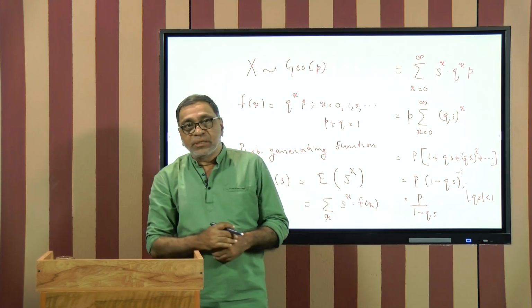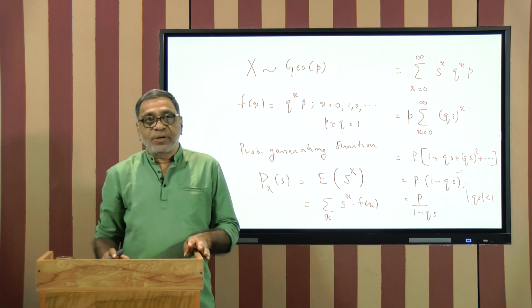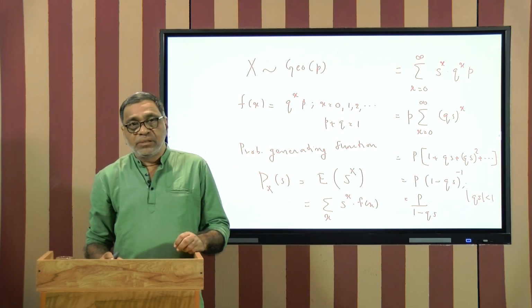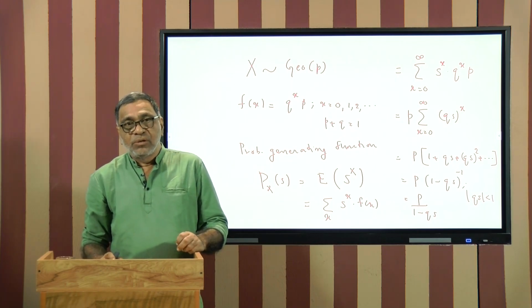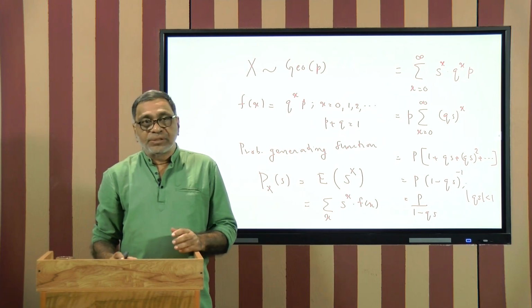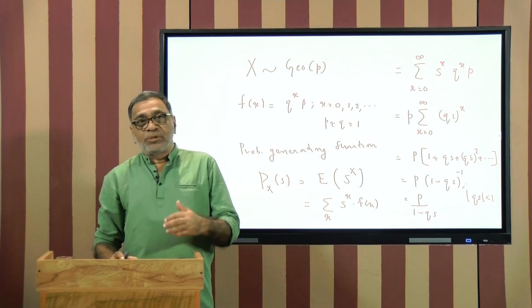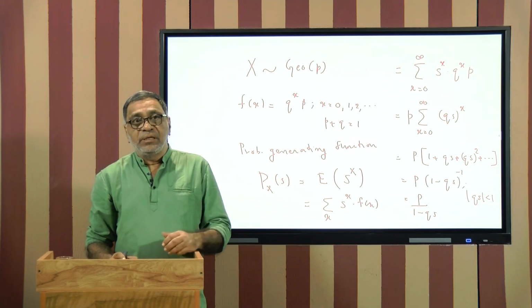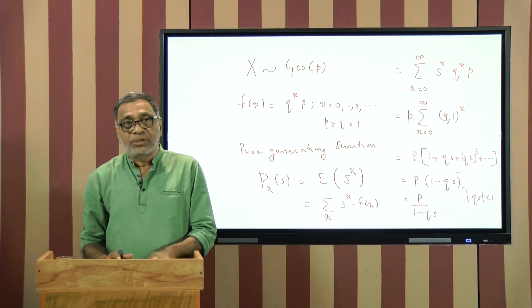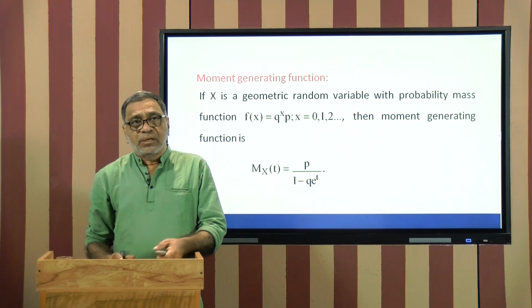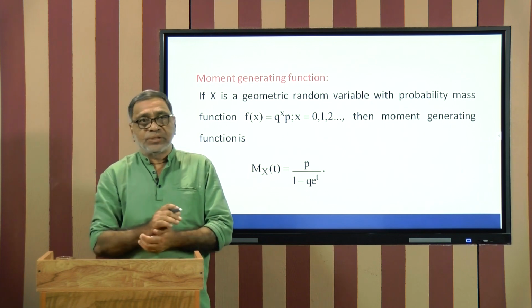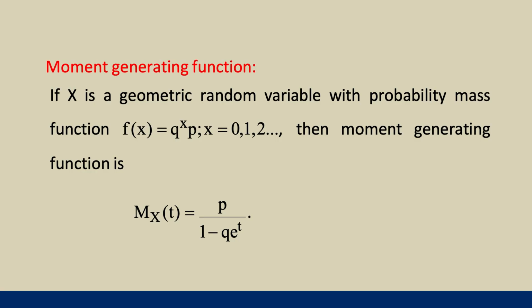So the probability generating function of the geometric random variable is p / (1 - qs), which is the function generating the probabilities of the geometric random variable. Similar to this, we are now deriving the moment generating function also. What is the moment generating function of a random variable?